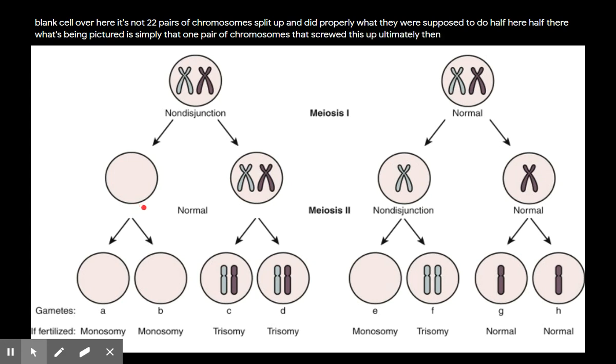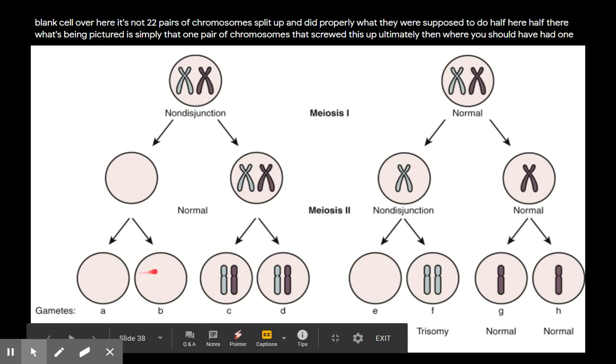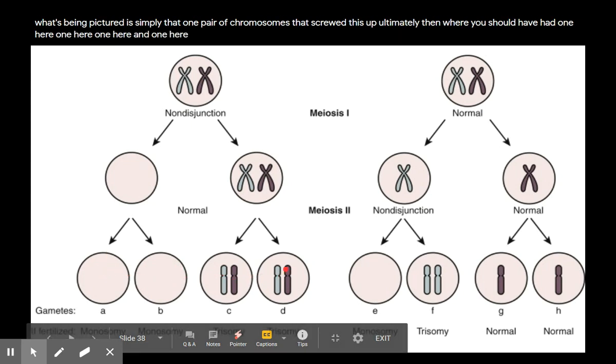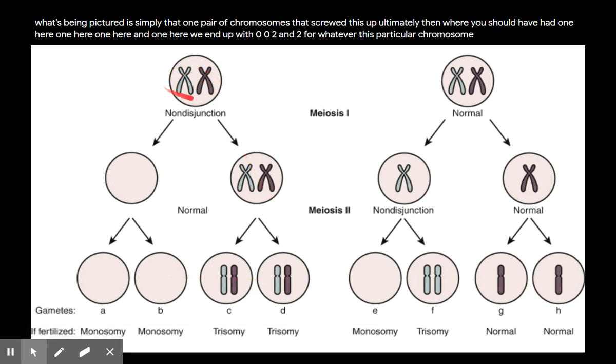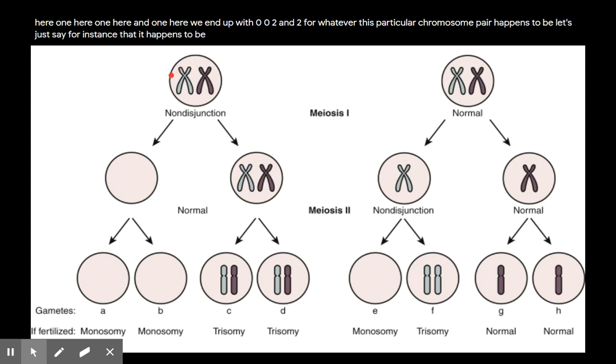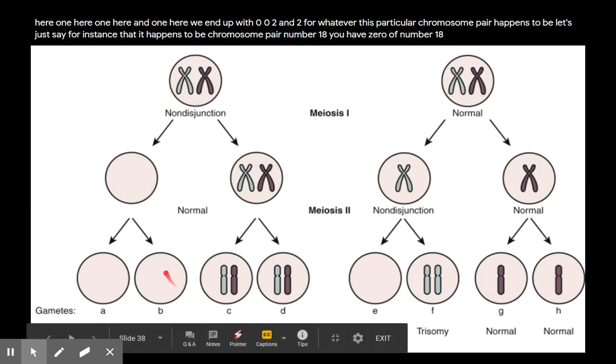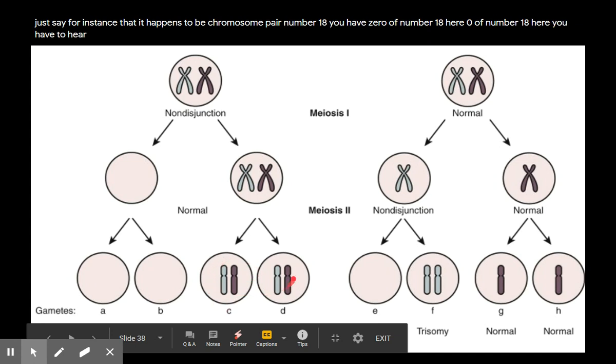Ultimately then, where you should have had one here, one here, one here, and one here, we end up with 0, 0, 2, and 2 for whatever this particular chromosome pair happens to be. Let's just say, for instance, that it happens to be chromosome pair number 18. You have 0 of number 18 here, 0 of number 18 here. You have 2 here and 2 here, where you should have had 1, 1, 1, and 1.